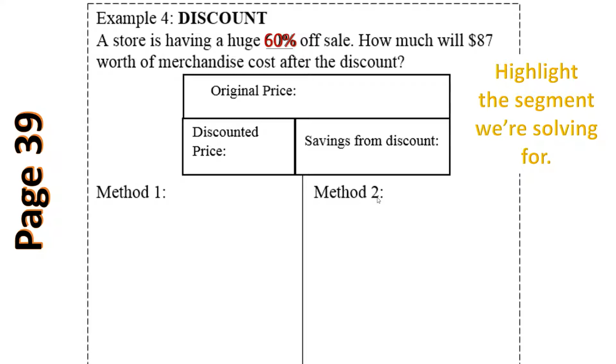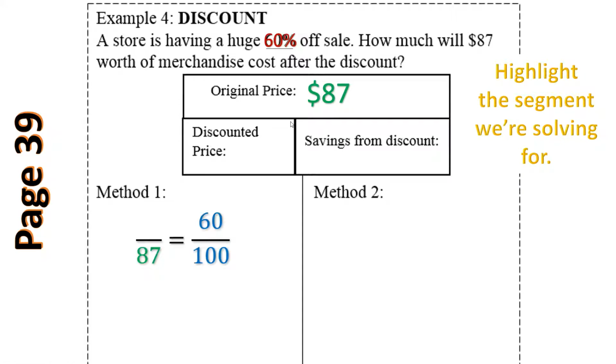Okay, so we're back to page 39, example 4. The store is having a huge 60% off sale. How much will $87 worth of merchandise cost, after the discount? So the original price is $87, and we're trying to find the cost after the discount. So that means we're going to highlight the discounted price. So we're going to find the savings if we're using method 1, and then we're going to find how much someone would have to pay.